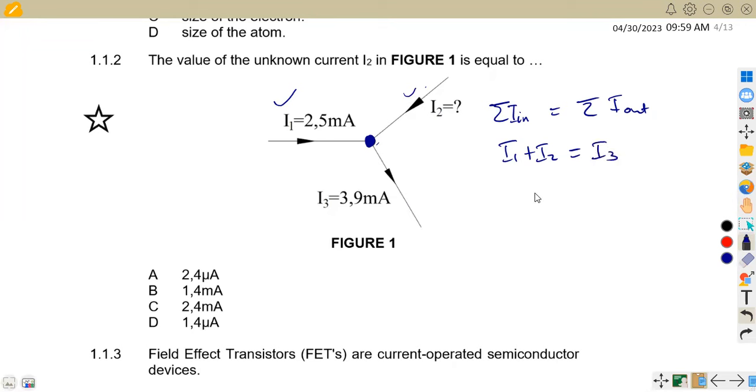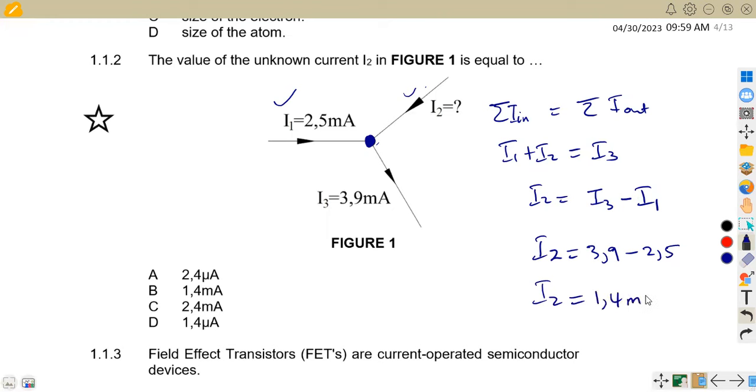We want to calculate I2, so I2 is equal to I3 minus I1. You can transpose I1 to the other side and it becomes a minus. So I2 is equal to I3, which is 3,9 milliamps, minus I1, which is 2,5 milliamps. So 3,9 minus 2,5 is 1,4 milliamps, which is on B. So the answer is going to be B, that is the best answer that you have.